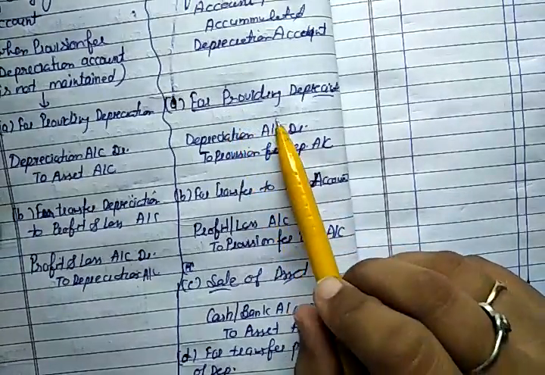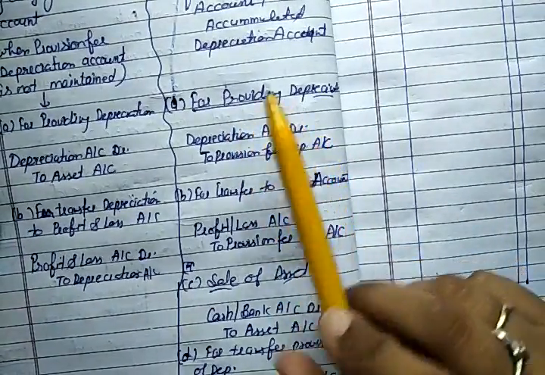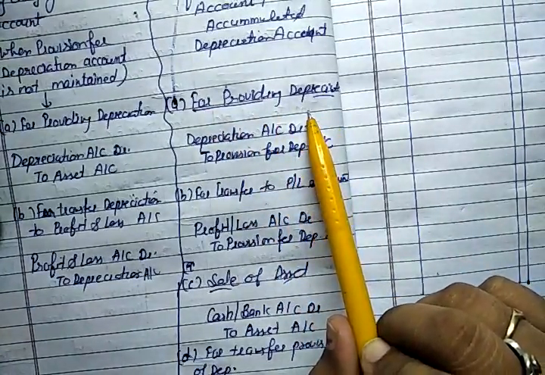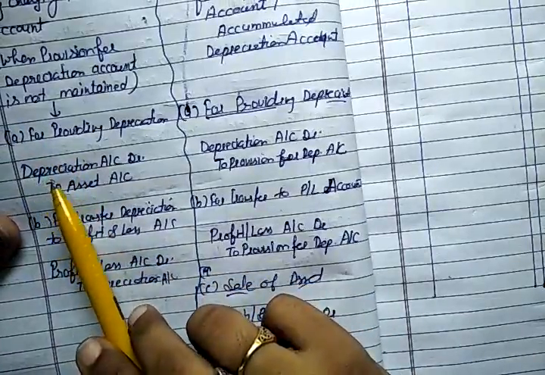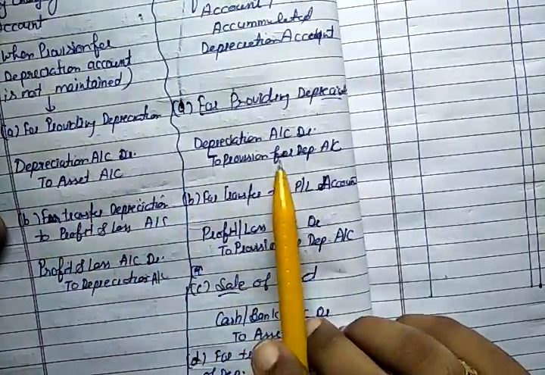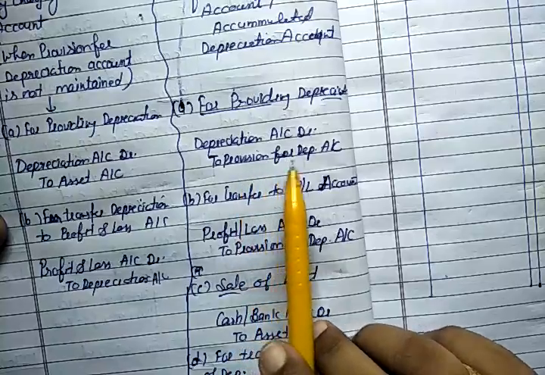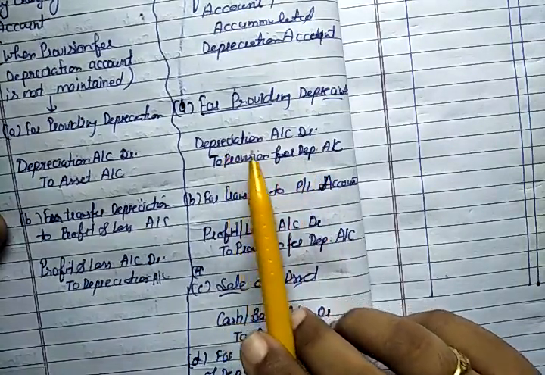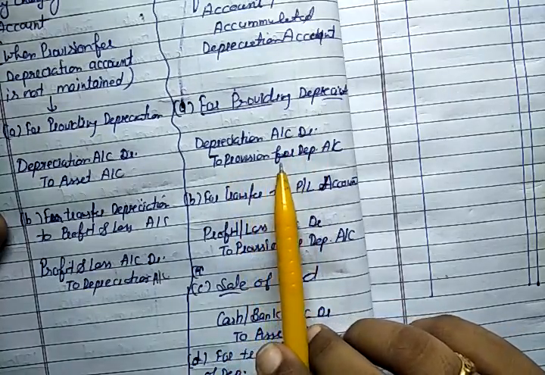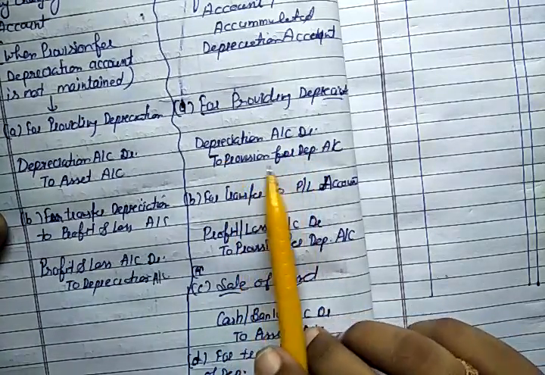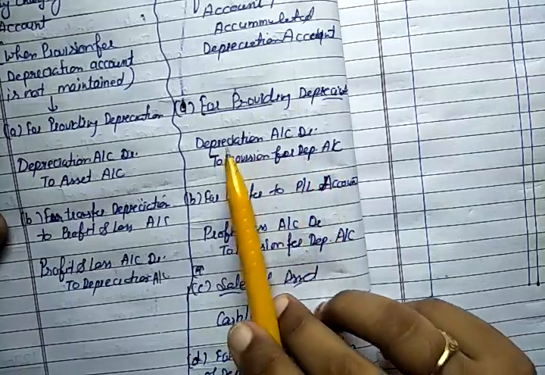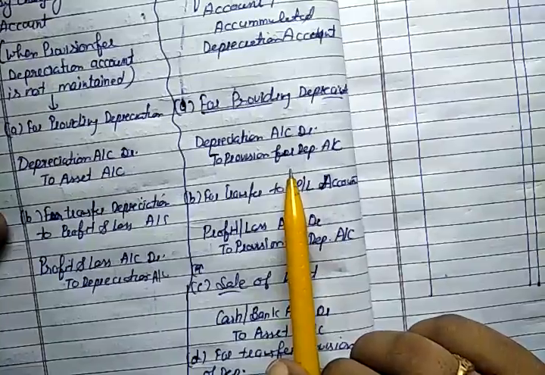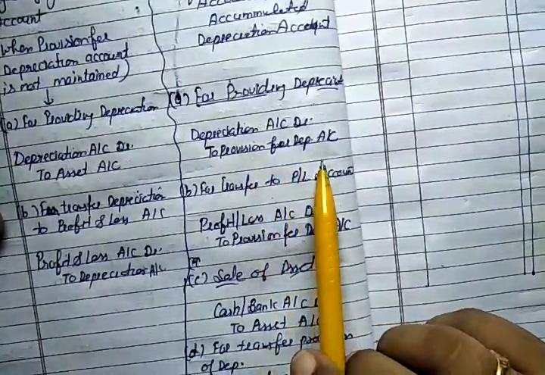We will do a numerical related to this, so it will be more clear to you. So what is the journal entry for providing depreciation? When depreciation is provided, in the first method we charge the depreciation from the asset, but in the second method we charge the depreciation from the provision for depreciation account. When another account is opened, named provision for depreciation account, we write 'by depreciation account' on the credit side of it. We do not charge it from the asset; we charge it differently, in the opening account, that is, the provision for depreciation account.